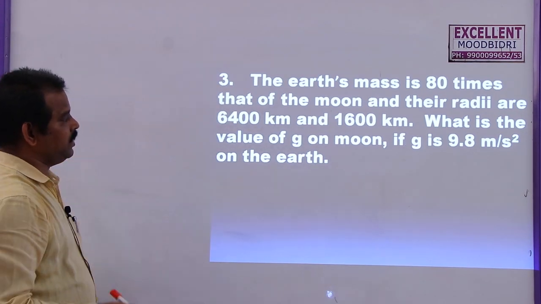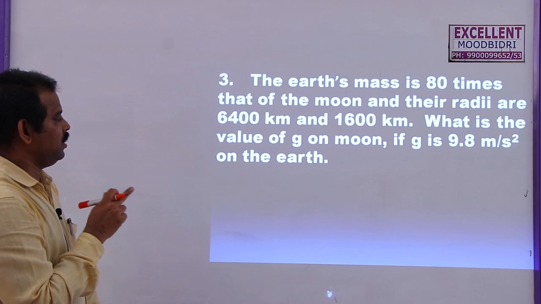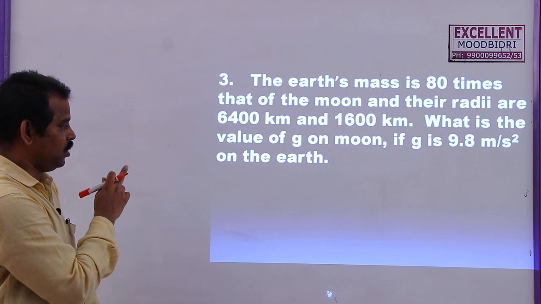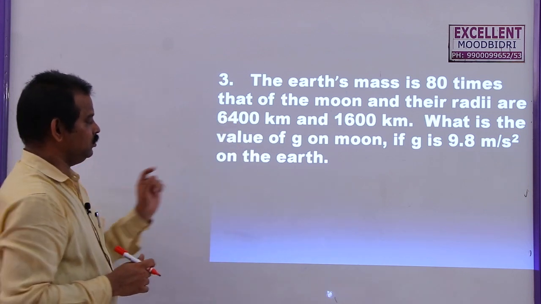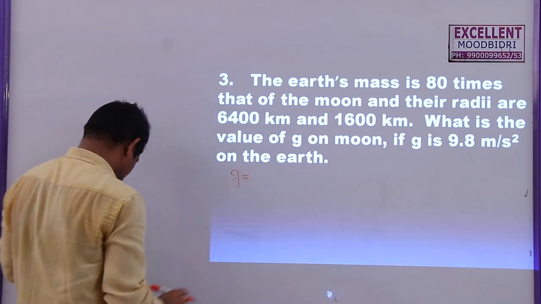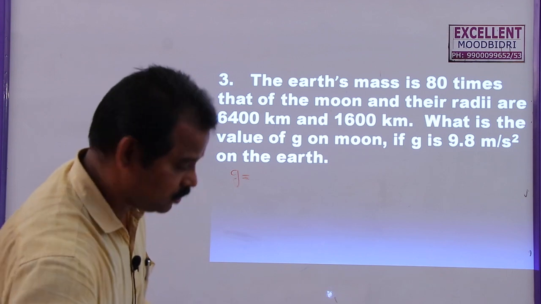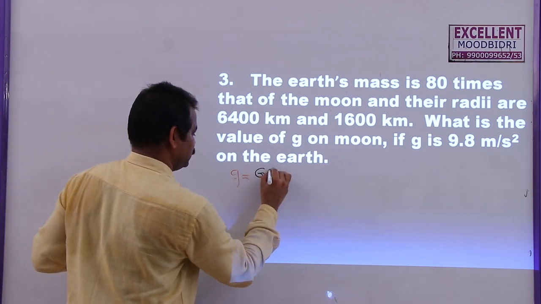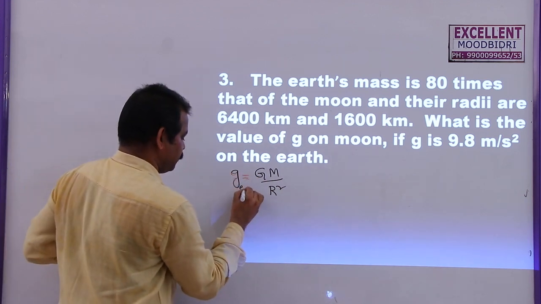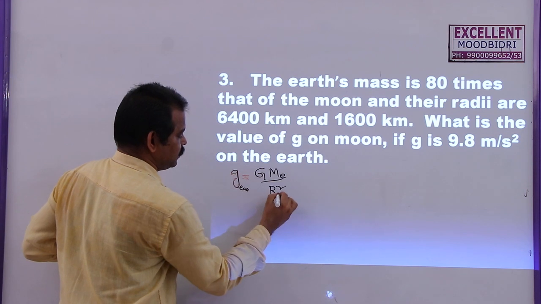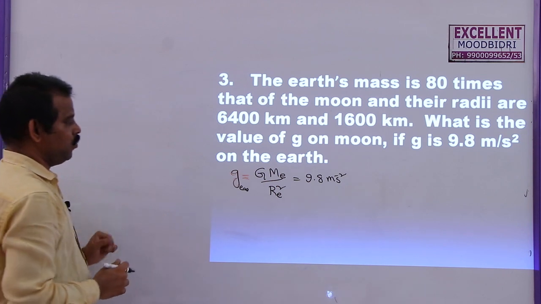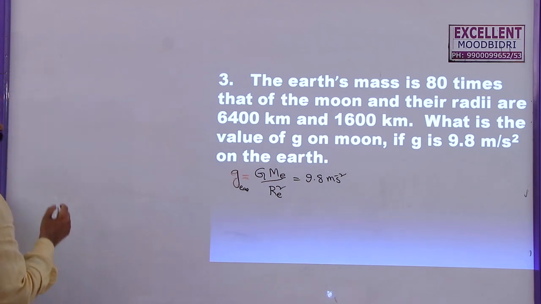The earth's mass is 80 times that of the moon, and their radii are 6,400 kilometers and 1,600 kilometers. What is the value of small g on the moon if small g on earth is 9.8? We know the relation between small g, capital G, mass and radius. So small g is equal to G M by r square. Now on the surface of earth, if you take the mass of earth and radius of earth, this is given as 9.8 meter per second square. What is small g on the surface of the moon, they are asking.